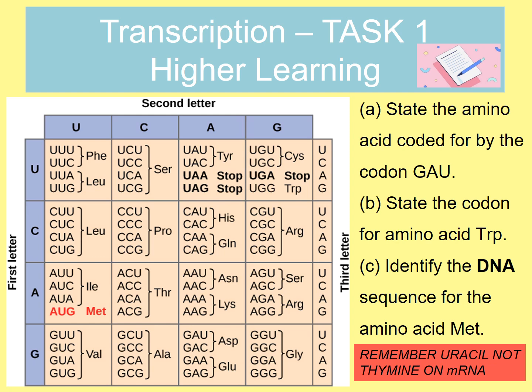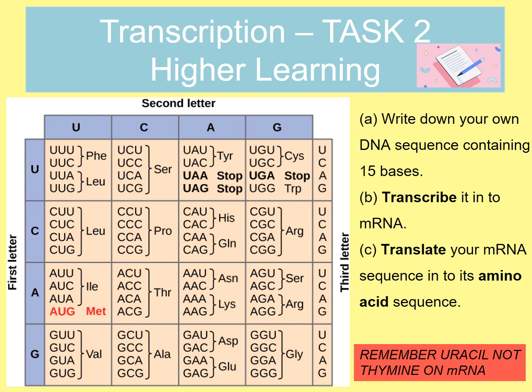So you've to state the amino acid coded for by the codon GAU, state the codon for amino acid TRP, and identify the DNA sequence for the amino acid MET. When you're ready, you can move on to the next slide.